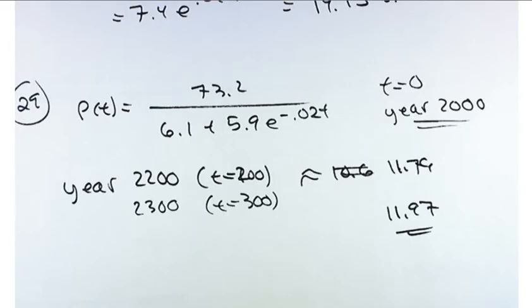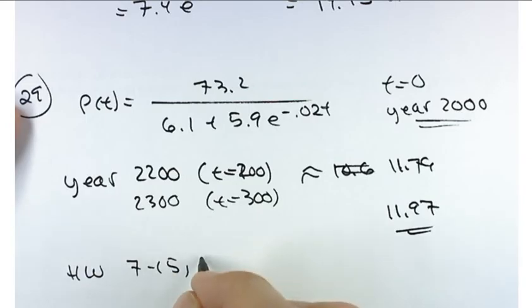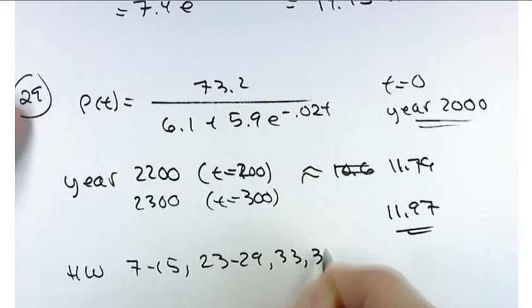Are you comfortable with our calculations with E? Because that's pretty much what this whole section is about. It's just various calculations with E. I'll do one more or not, it's up to you. No clamor for one, so for homework, try 7 through 15, 23 through 29, 33, and 35.